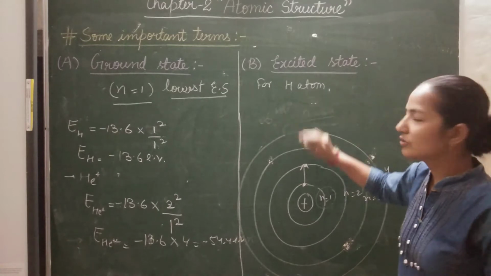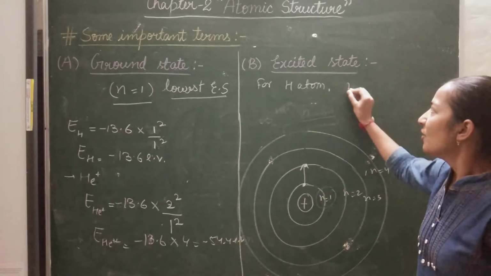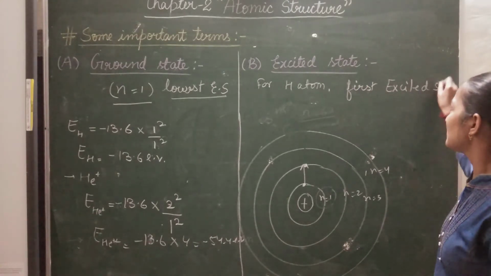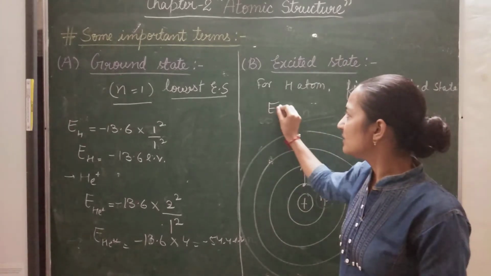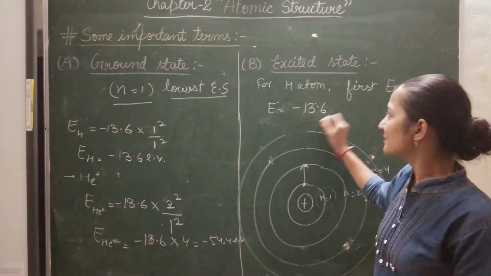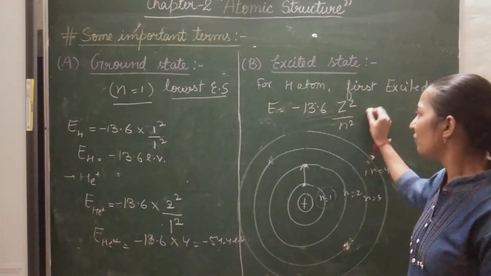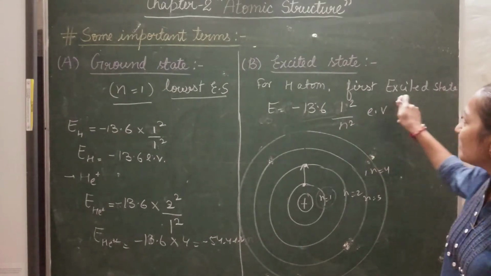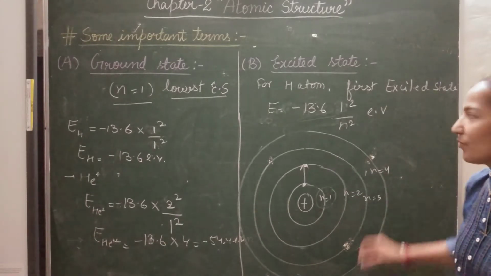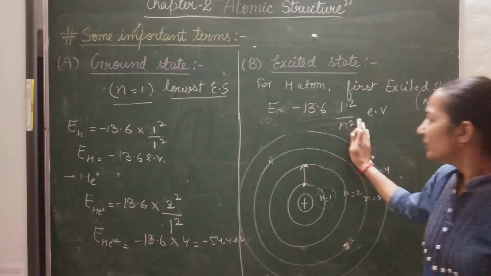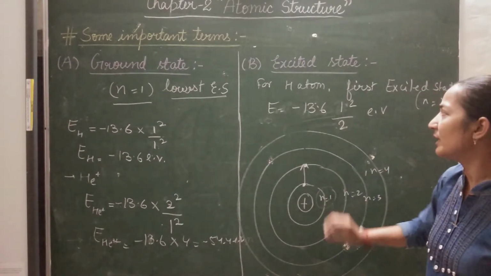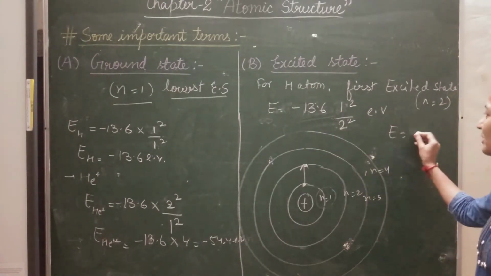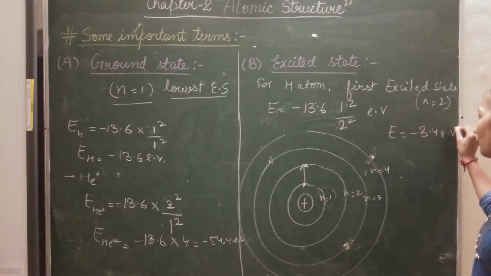Okay. Now for hydrogen atom, if we want to calculate the energy for the first excited state, since E is equal to minus 13.6 Z square upon n square electron volt per atom. For hydrogen, the value of Z is equal to 1. First excited state means the value of n is equal to 2, so it will be 2 square. So while calculating, we will get the energy is equal to minus 3.4 electron volt.